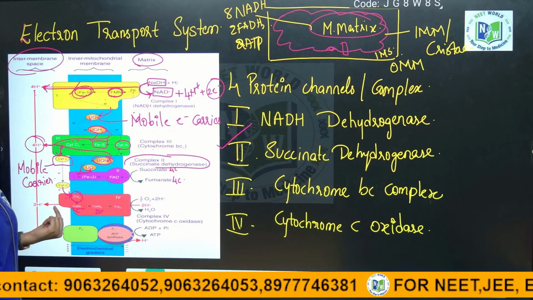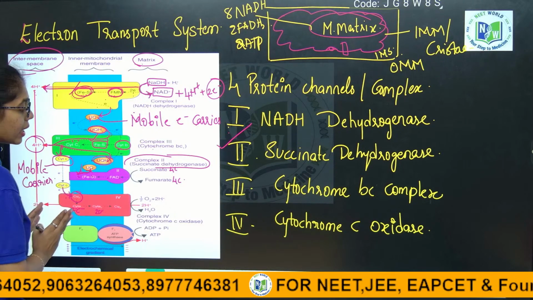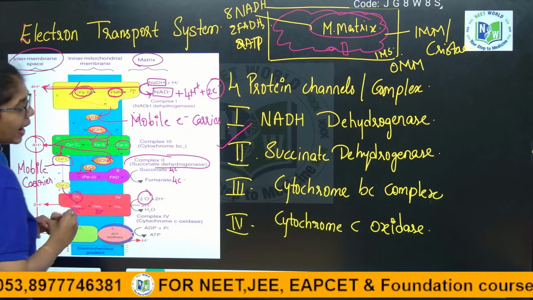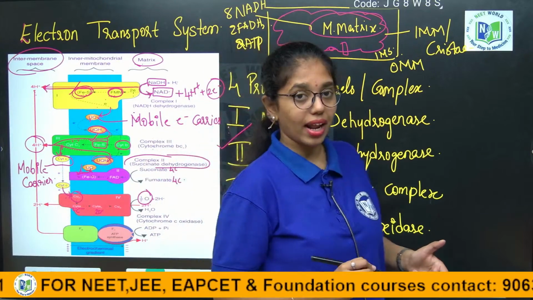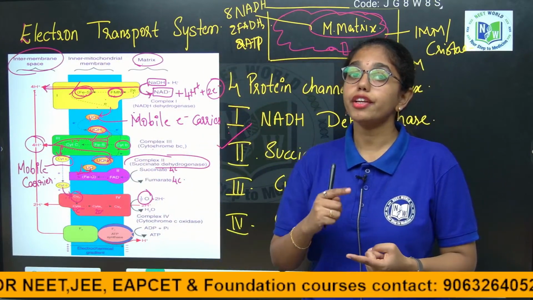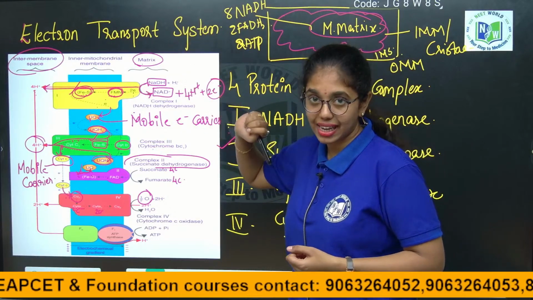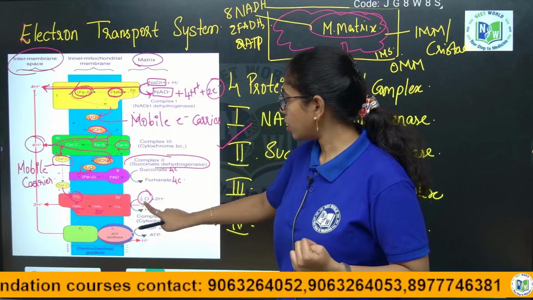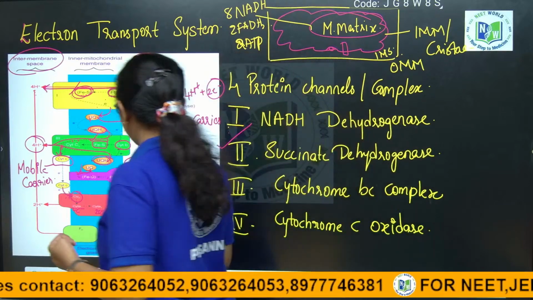How many electrons are the protein molecules transferring? 2 electrons, and ultimately the electrons are accepted by the oxygen atom. The very important question: what is the ultimate or final electron acceptor in the electron transport system inside mitochondria? It is oxygen. Accepting 2 electrons and protons which are present in the matrix, it forms a water molecule.